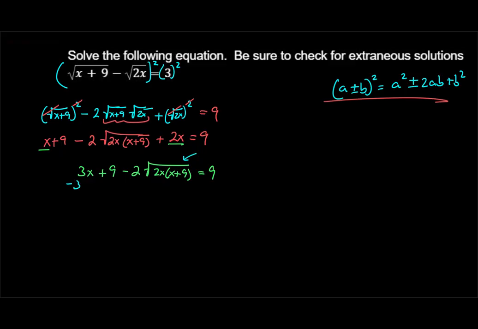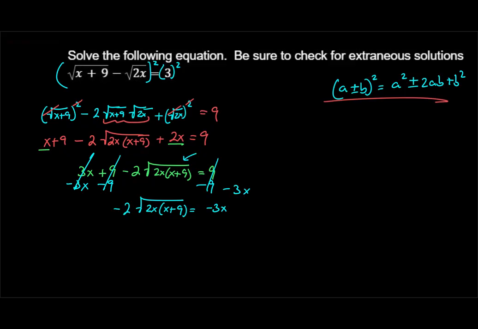So I'm going to have to subtract 3x on both sides first, and I'm going to have to subtract 9 as well. This 2 here is connected to the radical by multiplication, so I don't need to move it over, and I can't move it over through addition and subtraction. So we're going to have negative 2 square roots of 2x times x plus 9 equals, my 9's are going to cancel, and I'll have negative 3x. Now I could divide both sides by negative 2 at this point, but that's just going to add a fraction, and it's not really going to get us anywhere.